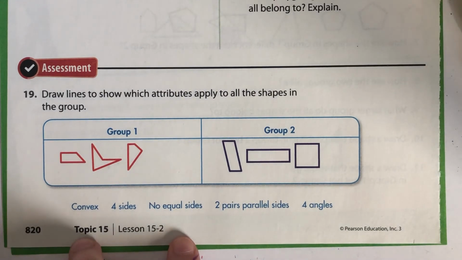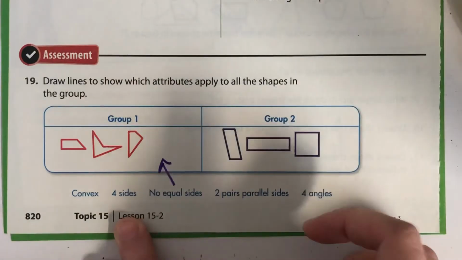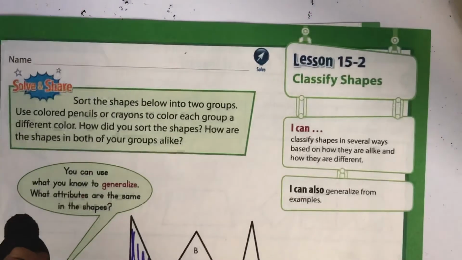Convex, 4 sides, no equal sides, two parallel sides, 4 angles. So you would go like this and then do the rest of those. That is lesson 15 to classify shapes.